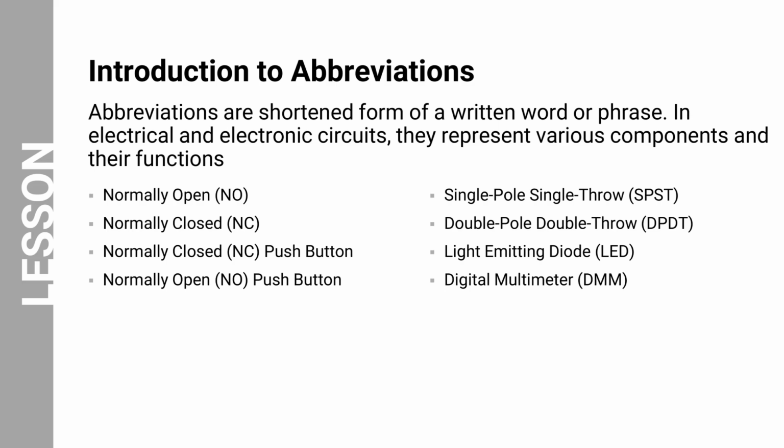Light-emitting diode, or LED, represents a component that emits light when current flows through it. A digital multimeter, or DMM, is an essential tool for measuring voltage, current, resistance, and more. These abbreviations simplify communication and documentation in circuit design and troubleshooting.